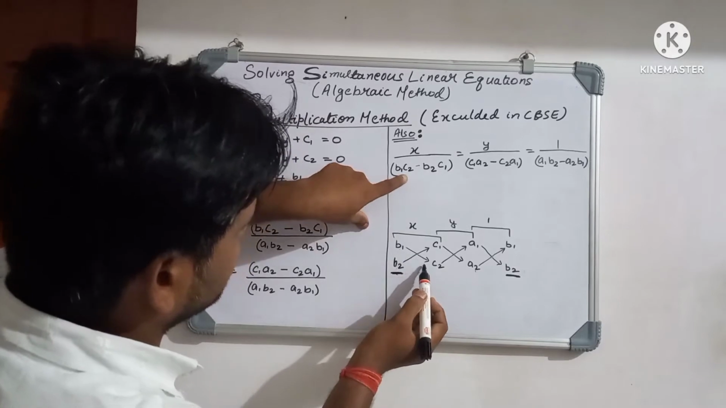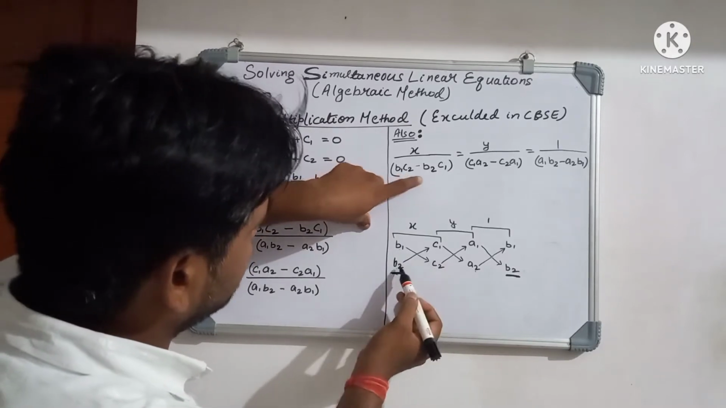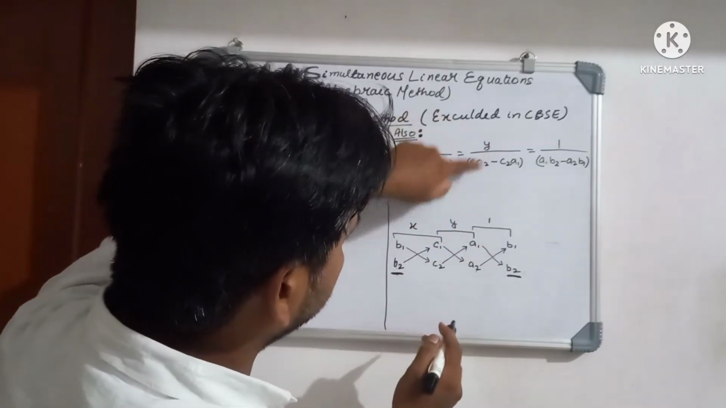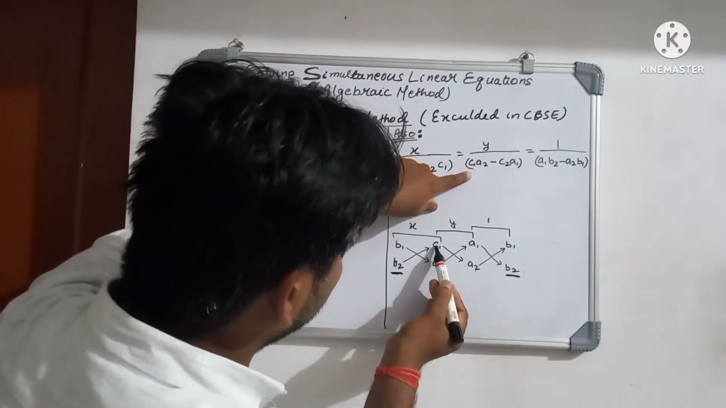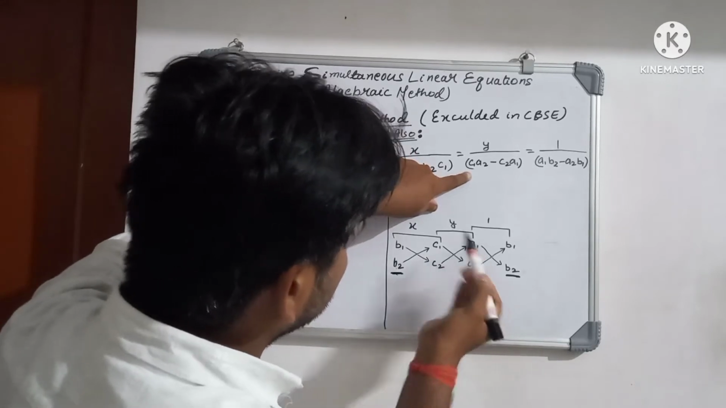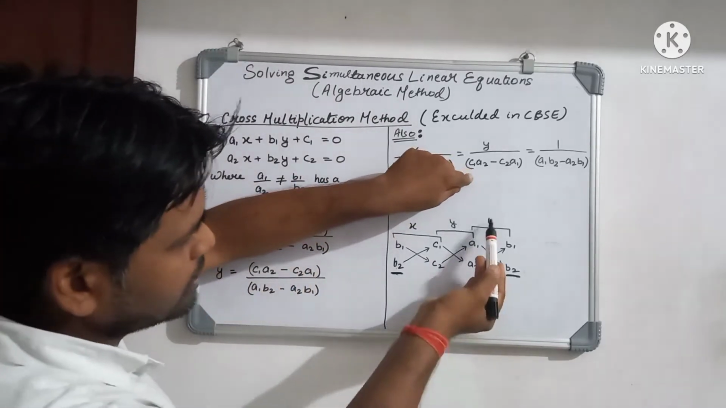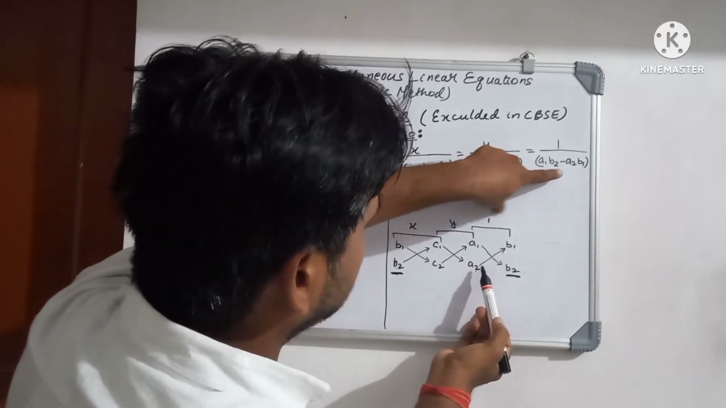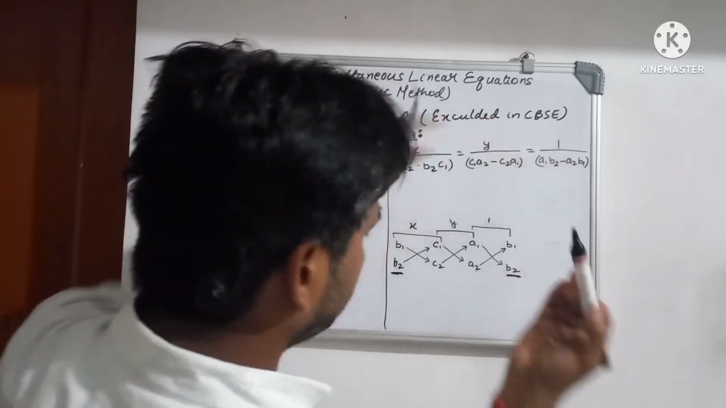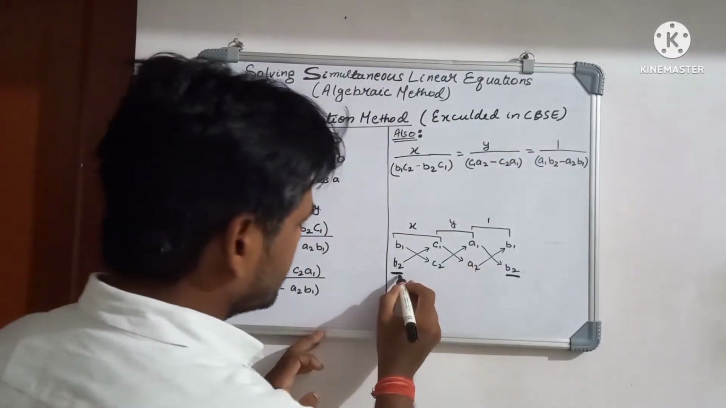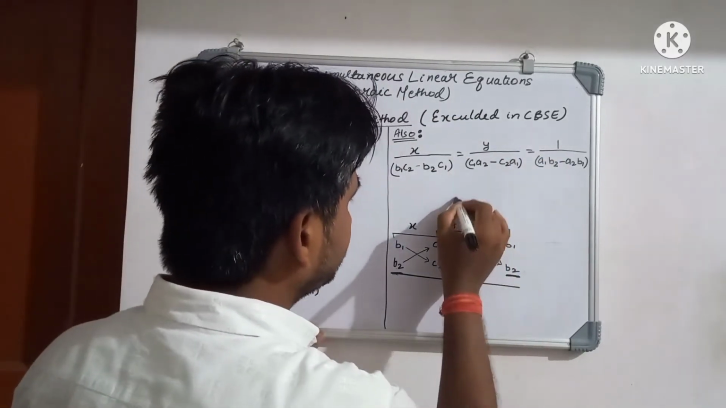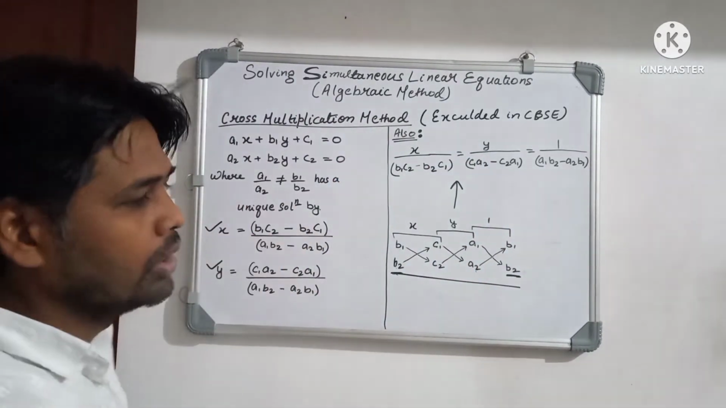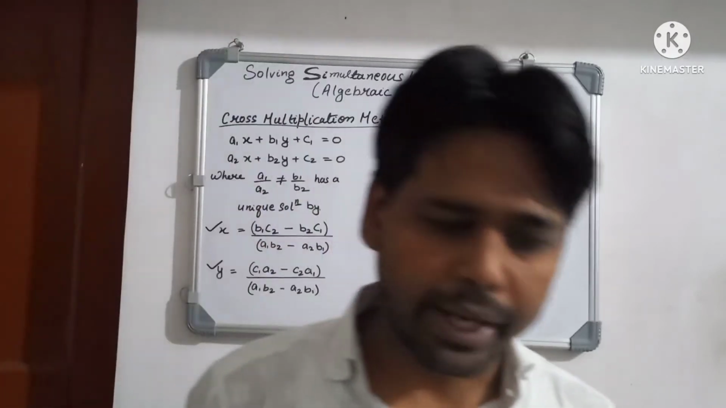From here we get this value first, and then again b2 multiplied by c1, the other one. Likewise, y could be obtained by multiplying c1 with a2 and c2 with a1. Similarly, the constant value 1 could be obtained by multiplying a1 with b2 and subtracting the value a2 multiplied by b1. So this representation will lead to the formation of the equation that we have written above, and this is how the cross multiplication method is applied.